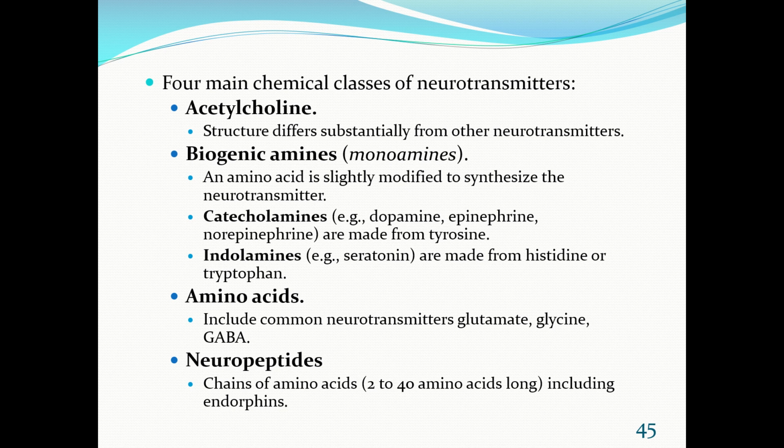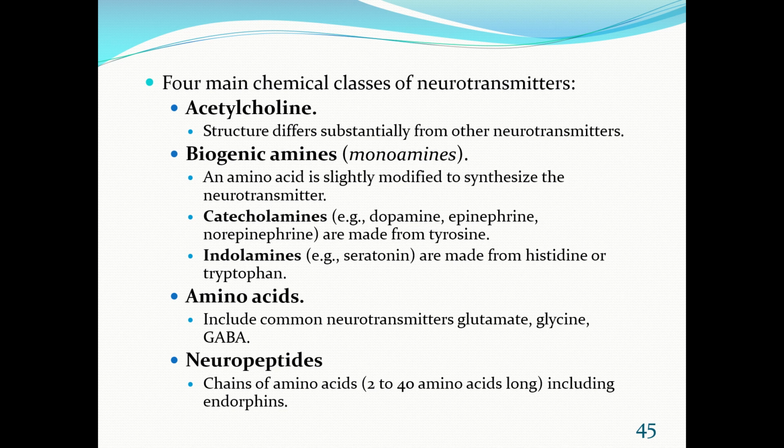Then we've got the biogenic amines, which is an amino acid that is slightly modified to synthesize this neurotransmitter, and they include catecholamines and indoleamines. Catecholamines are dopamines, epinephrines, and norepinephrines, and they are made from tyrosine. Indoleamines are serotonin, and they're made from histidine or tryptophan. And as you've heard, turkey is high in tryptophan, so that can maybe release serotonin after a Thanksgiving meal. I know you've all heard that before, whether it's true or not.